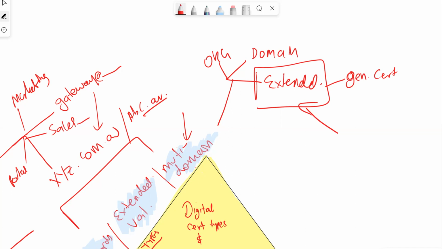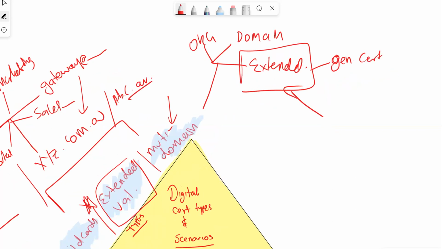Now, when we talk about wildcards, well, wildcards allow us to secure as many subdomains as we can, right? So we can have one domain and then a bunch of subdomains within that organization. Wildcards are great to do that. Now, the other challenge is with the subdomains, well, extended validations don't operate in that manner. So we cannot use an extended validation certificate to do subdomain certificate validation. So it can't happen in that manner.